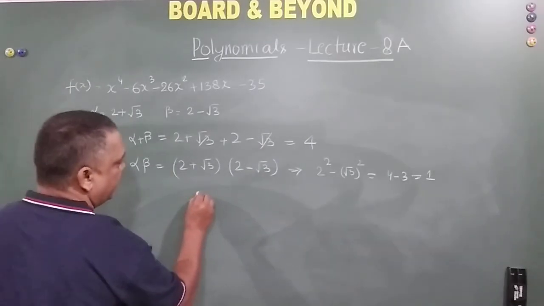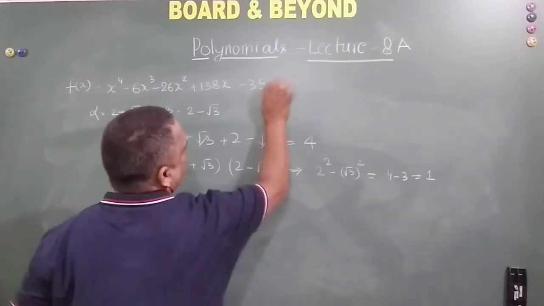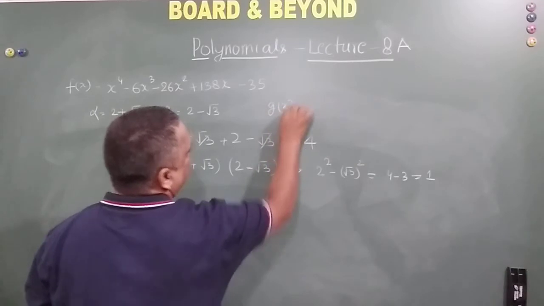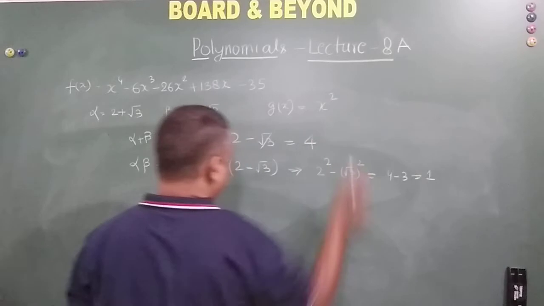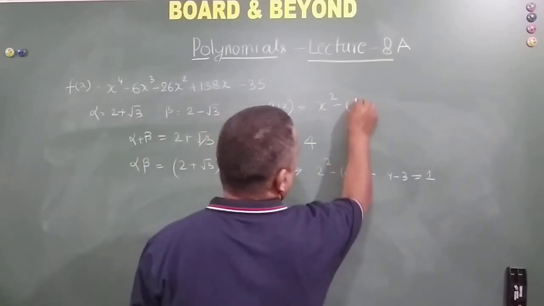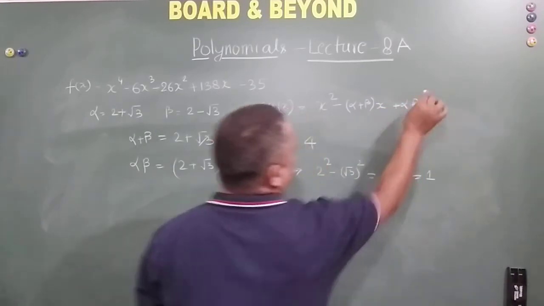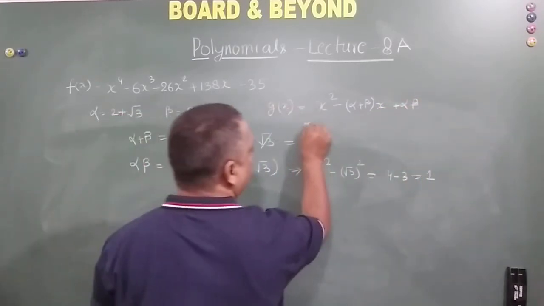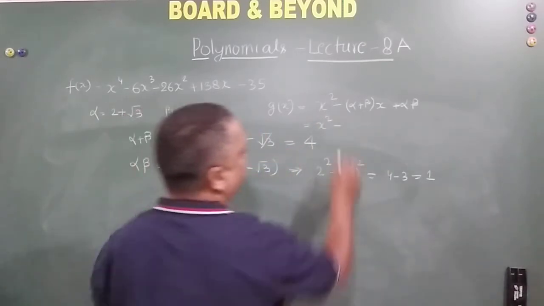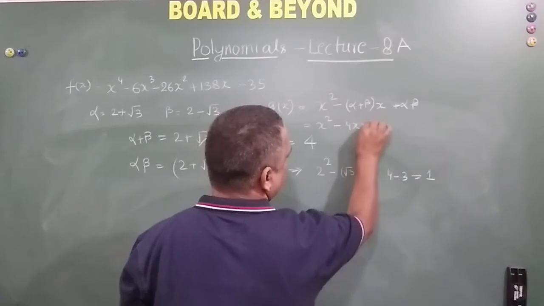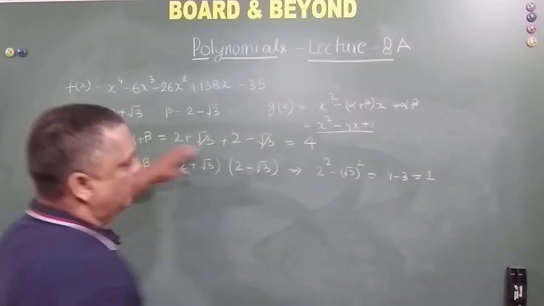So using these two, we will write the standard form of a quadratic equation, right? I'll write it here. This is f of x, so let's take it as g of x. g of x will be equal to x square minus alpha plus beta into x plus alpha beta, right? This is the standard form of the quadratic equation, which leaves me x square minus 4x plus 1. Okay. Now I think this part you have understood.